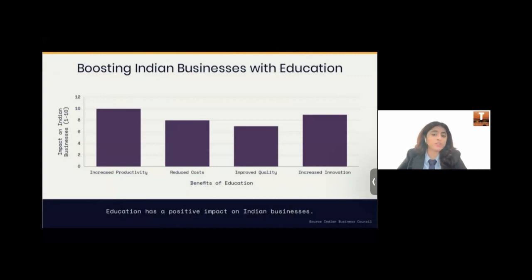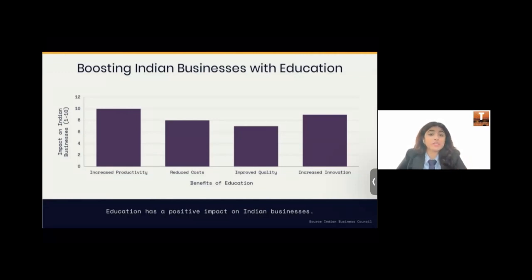In industry relevant knowledge, institutions can offer programs that align with industry's needs, providing students with practical and relevant knowledge, incorporating industry collaborations, internships, and real world projects. So education can bridge the gap between academic learning and the demands of the business world. Then comes global exposure. By having study abroad programs, exchange programs, and international collaborations, Indian students can develop a global mindset and gain insights into international business environments.